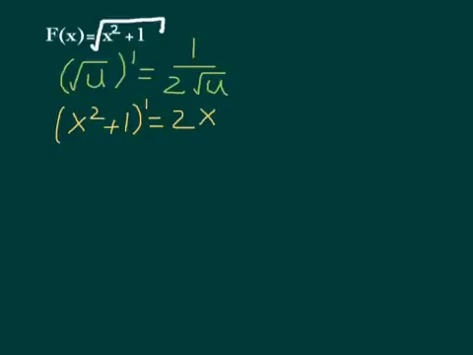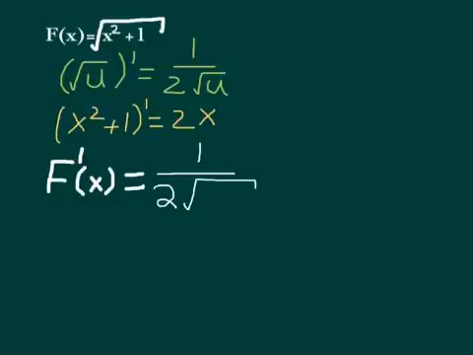So, the derivative of f(x) will be as follows: 1 over 2 square root of, now instead of just writing x, here I need to write x squared plus 1, and then this is multiplied by 2x. We can simplify that a little bit.